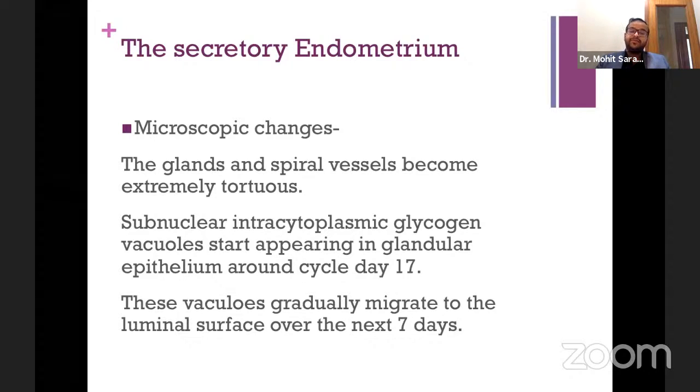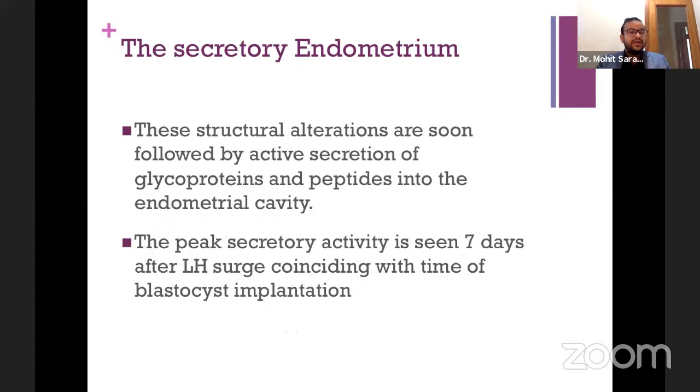Also, because it is a secretory phase, you have secretory vacuoles which start appearing within the epithelial cells. This occurs around 17th day of the cycle. So subnuclear intracytoplasmic glycogen vacuoles start appearing. And the characteristic is they gradually migrate to the luminal surface over the next 7 days, that is around day 22 or 23 of the cycle. And then this is responsible for the endometrial secretions. These vacuoles eventually help in the active secretion of glycoproteins and peptides into the cavity. The peak secretory activity is seen 7 days after the LH surge, coinciding with the time of blastocyst implantation.